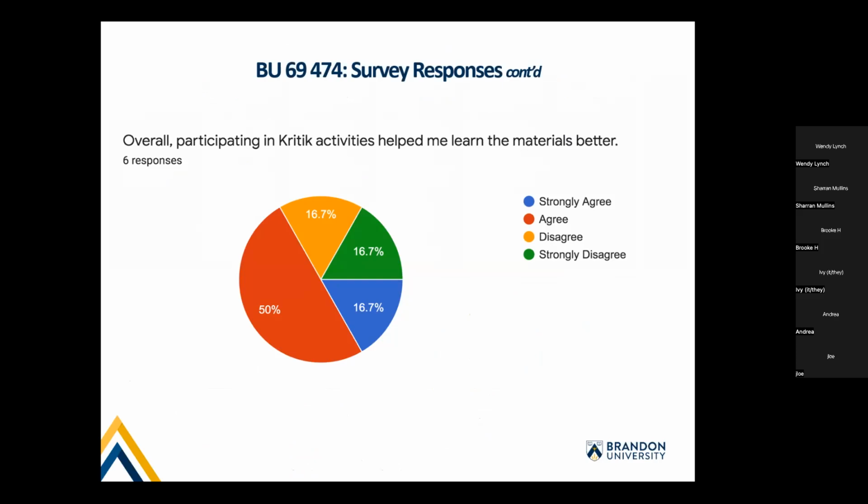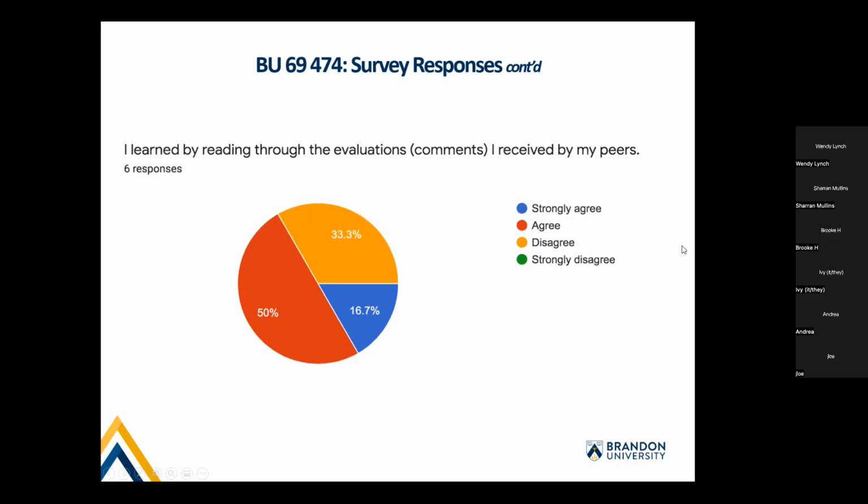Looking at how the students felt about learning: for "the critic activities helped me learn materials better," there were 3 who agreed, 1 who strongly agreed, and 2 who disagreed. For "I learned by reading through evaluations, the comments that were provided by my peers," I had 2 who strongly agreed, 2 agreed, and 1 who disagreed.